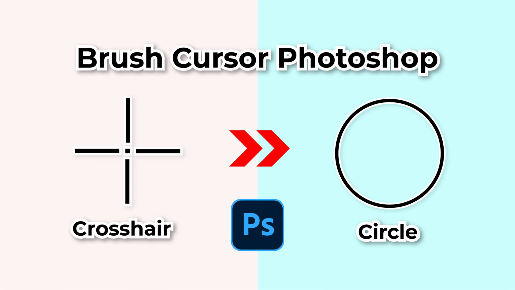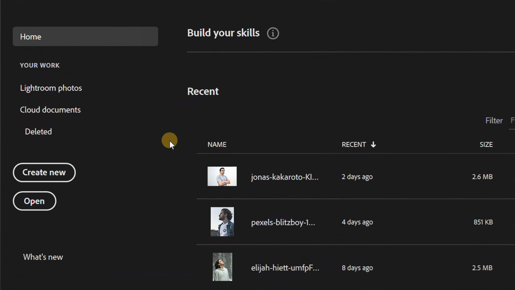Follow the steps on how to change the crosshair brush to a circle in Photoshop. Let's start by creating a new document.